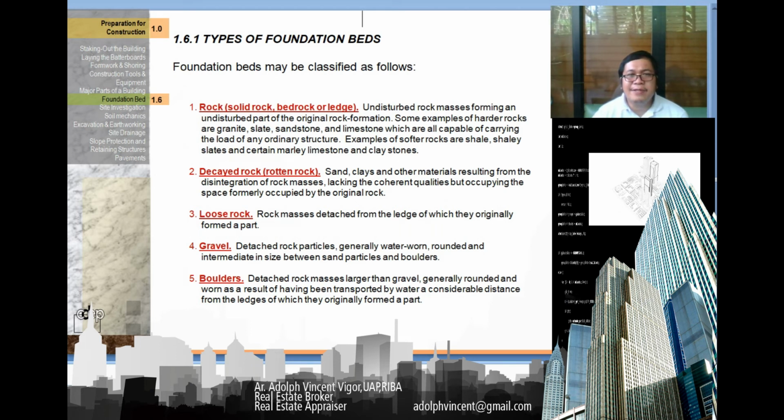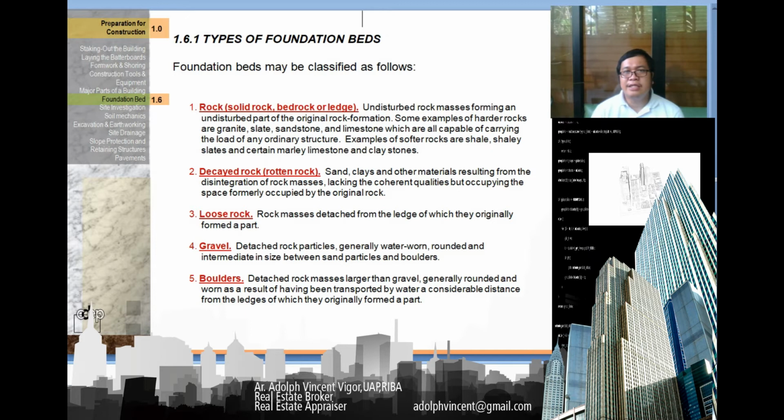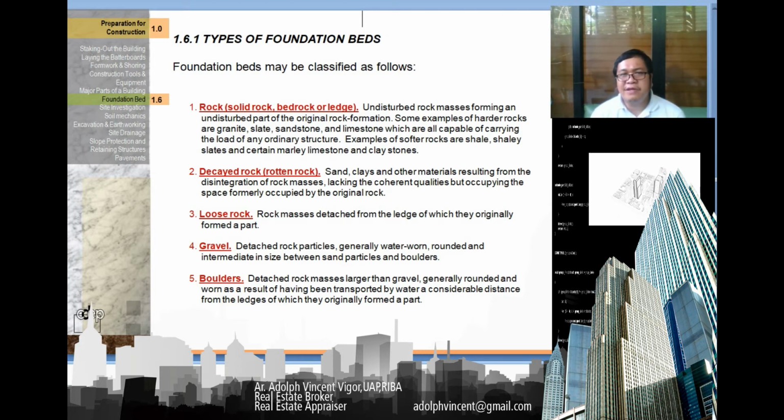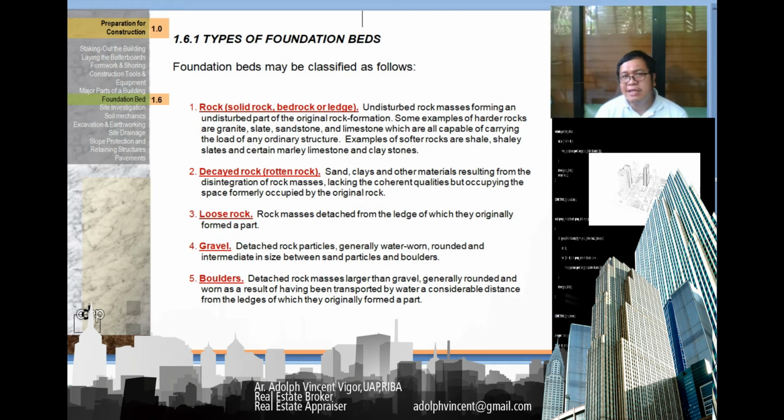So these are the types of foundation beds. First, we have the rock solid bedrock or ledge. So undisturbed rock masses forming part of the original rock formation. Some examples of harder rocks are granite, slate, sandstone, and limestone which are capable of carrying the load of any ordinary structure. Examples of softer rocks are shaly slates, and certain marly limestone and claystones.